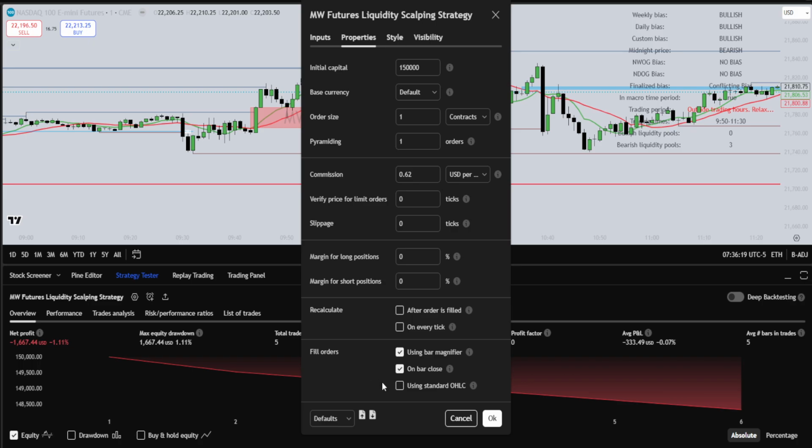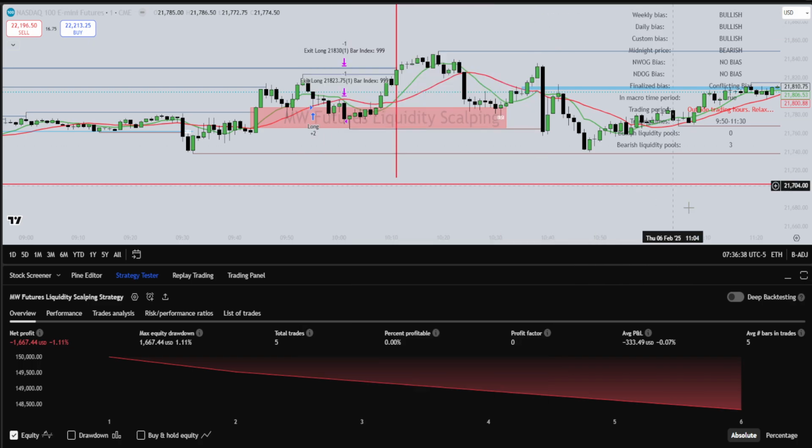But as a quick recap, never use the check mark for calculate on every tick or recalculate on every order filled, and always try to use the bar magnifier and on bar close if you are using strategies with entries and exits. In this video we will go over how to tweak your model and how to use the deep backtesting functionality of the strategy tester within TradingView. We will dive deeper into deep backtesting in another video as well.